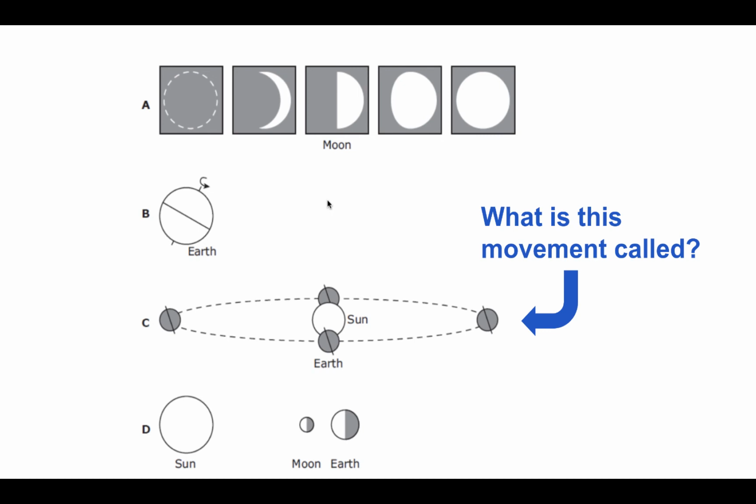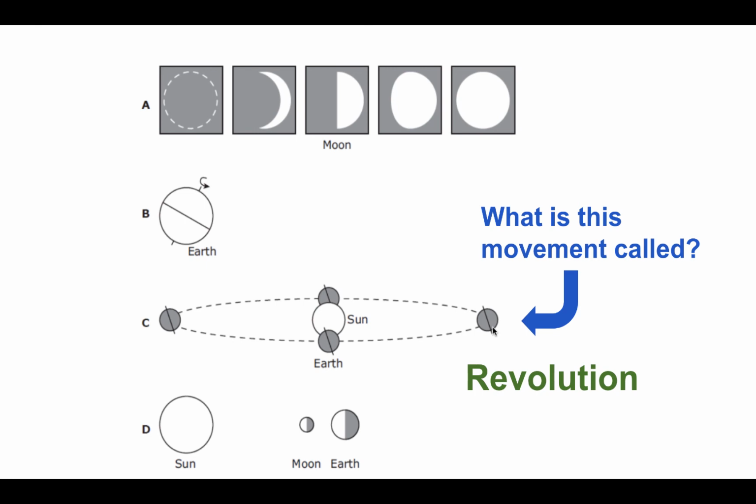Next question. Pause the video and think about it. What is this movement called? Let's see if you got it right. The correct answer is revolution, right? We said rotation is when we spin around the axis like a top. Revolution is when we orbit around something. Right? So the planets revolve, Earth revolves around the sun. Awesome job, y'all. Let's move on.